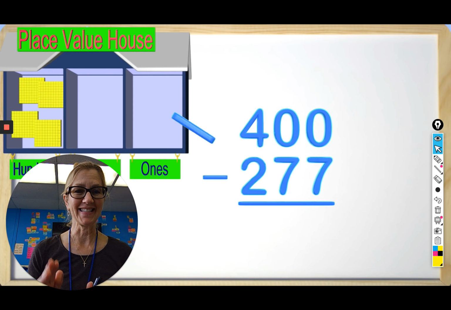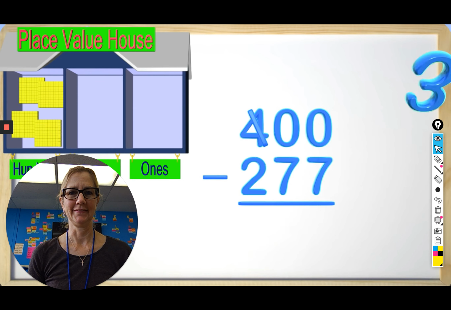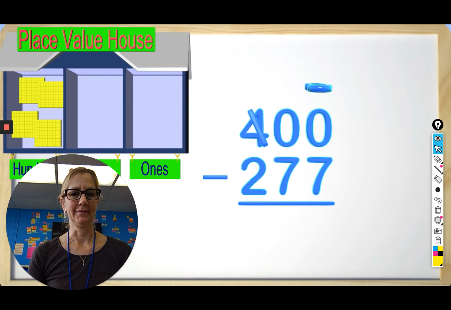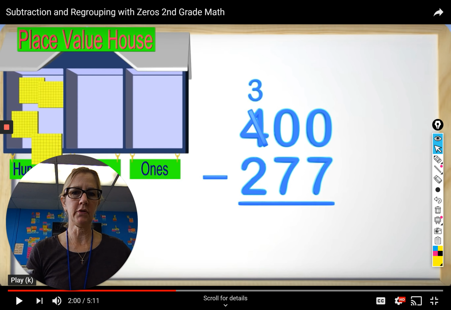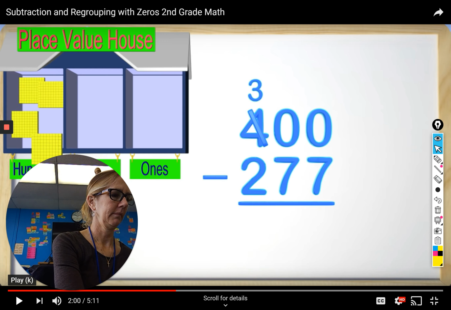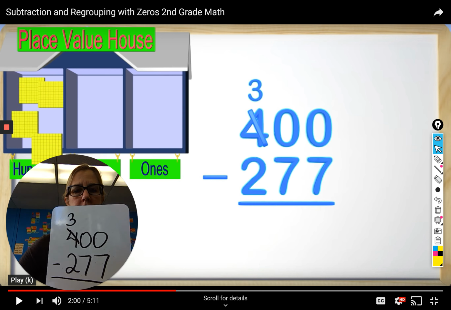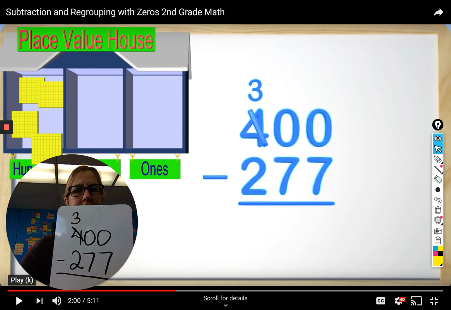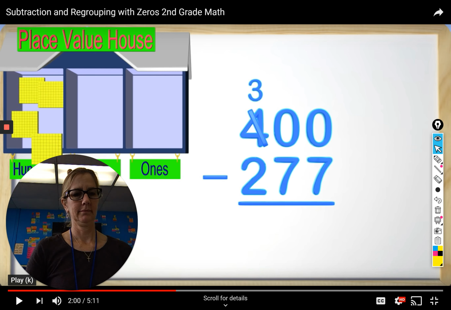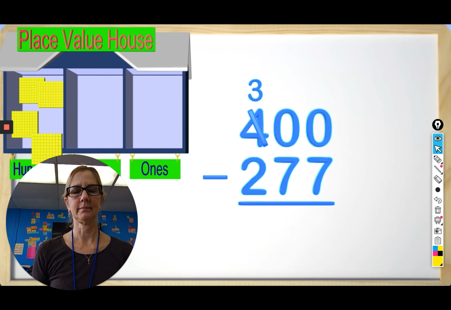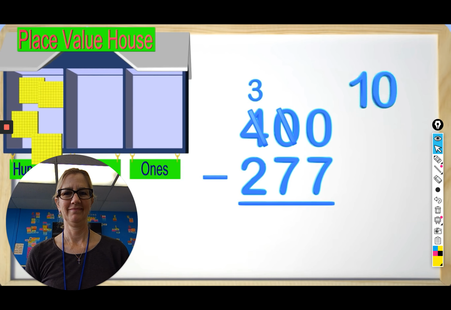So we cross out the 4 and put a 3 there since we are borrowing one of the hundreds. Let's do that. Cross out the 4, put a 3 above it. We're taking one of those hundreds to give to tens. Got it? Now here is the tricky part. We cannot take this 100 straight to the ones place. We have to go down the line. So we put a 10 in the tens place.